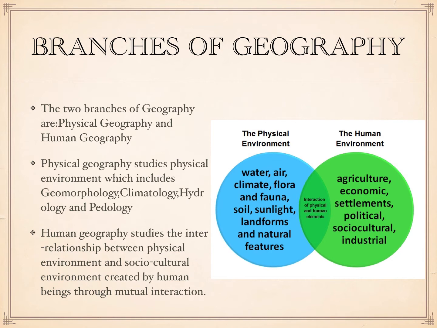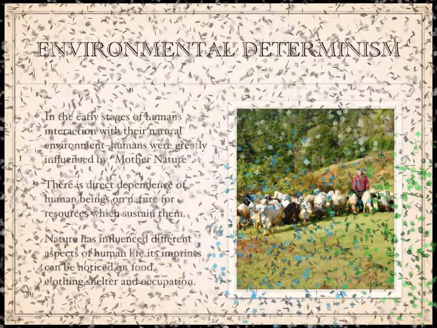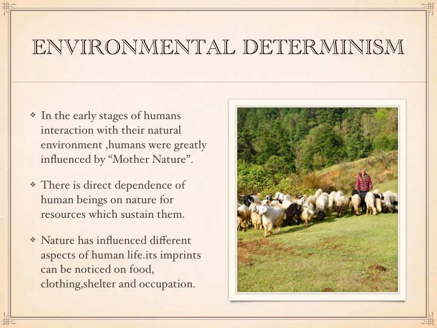Human geography studies the interrelationship between the physical environment and the sociocultural environment created by human beings through mutual interaction. We can see the human environment in terms of agriculture, settlement, and the industries around us. If you want to study human geography, there are three different theories which explain the nature of human geography.